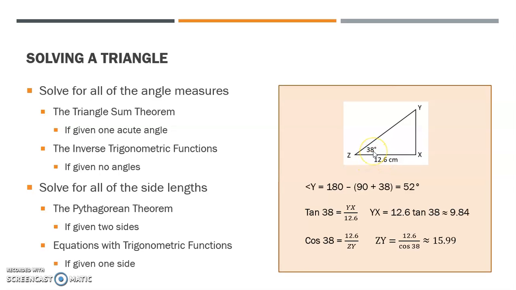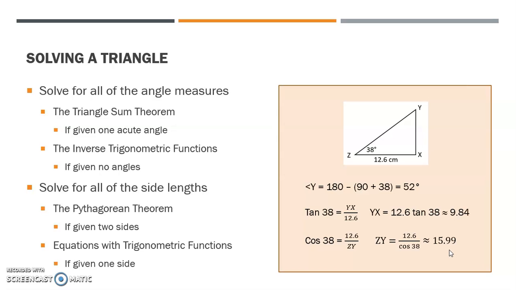Notice what I did to find YX, which is this side right here. I did tangent of 38 equals opposite over adjacent. So I got this ratio, and then I solved it just like we did in the last few examples of our previous lesson. I just multiplied by 12.6, and then I typed it into my calculator. To find ZY, I did the cosine of 38 because it's adjacent over hypotenuse. So I got this fraction, I multiplied by ZY and divided by the cosine of 38. I got this fraction, typed it into my calculator, and I got 15.99.